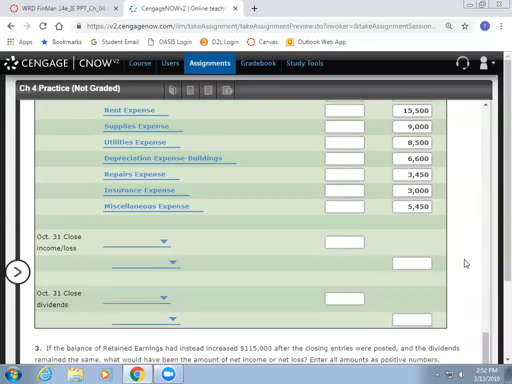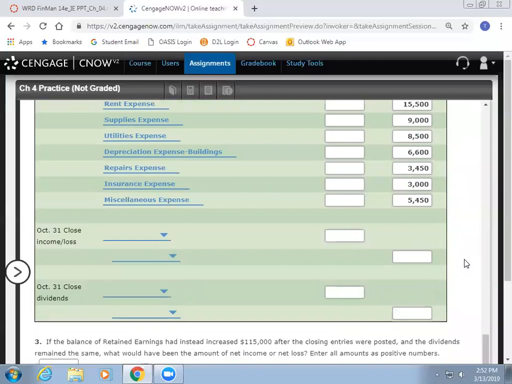So on the third closing entry, to close that net income, I need a debit to income summary, and I'm going to credit retained earnings. Okay. So here's where I would debit income summary and credit. I have a balance there. I need to put in.